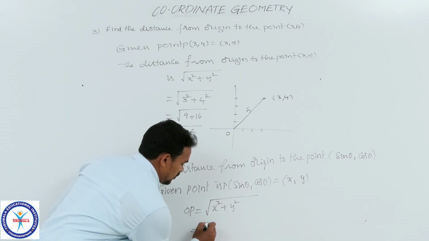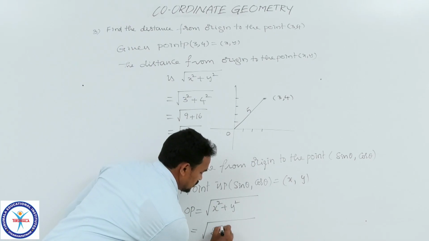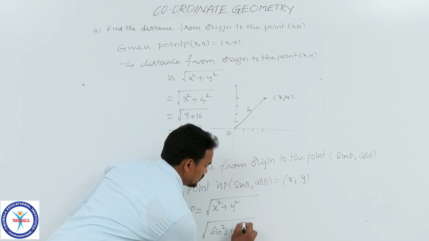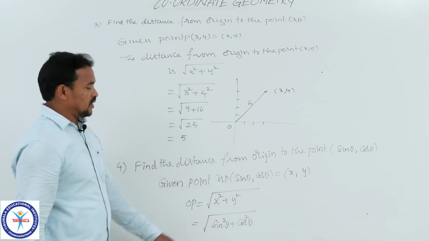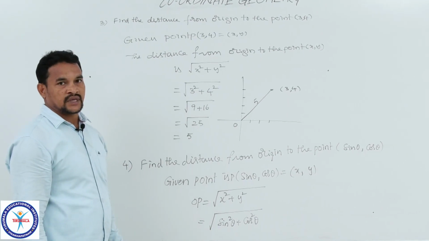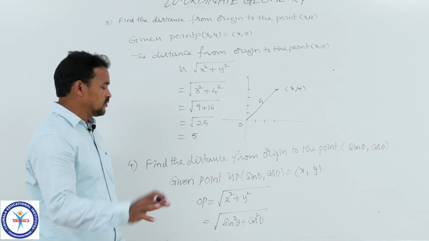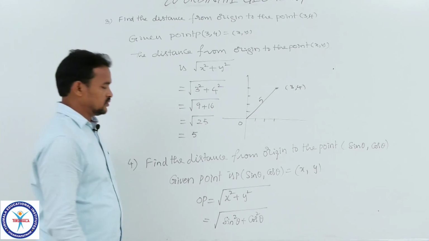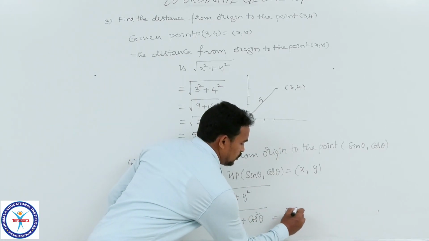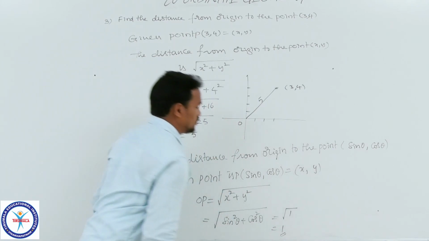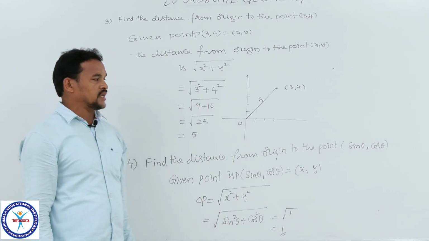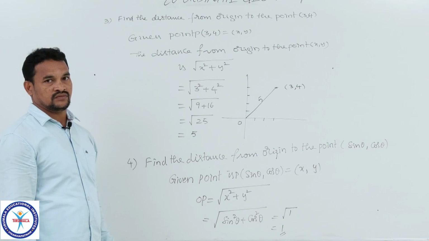So that is nothing but root over sin square theta plus cos square theta. From the trigonometrical identities, sin square theta plus cos square theta, for any value of theta, its value is 1. So root 1 is nothing but 1. Now the distance from origin to the point sin theta comma cos theta is 1.